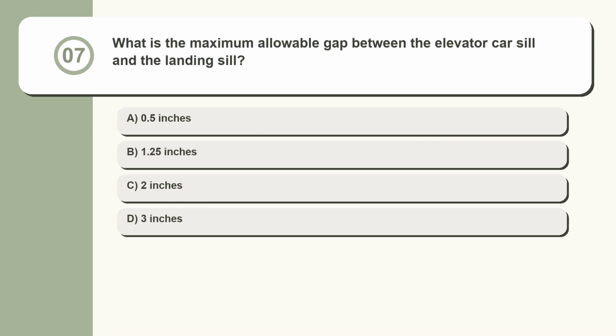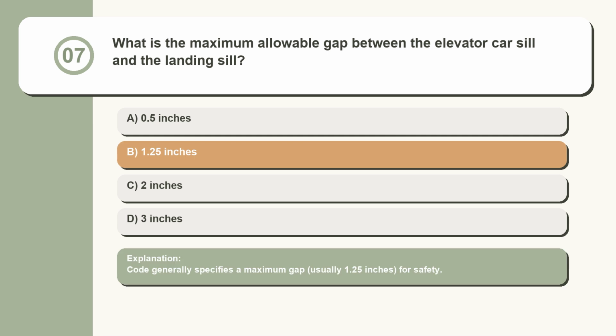Question 7. What is the maximum allowable gap between the elevator car sill and the landing sill? 0.5 inches, 1.25 inches, 2 inches, 3 inches. Code generally specifies a maximum gap, usually 1.25 inches, for safety.